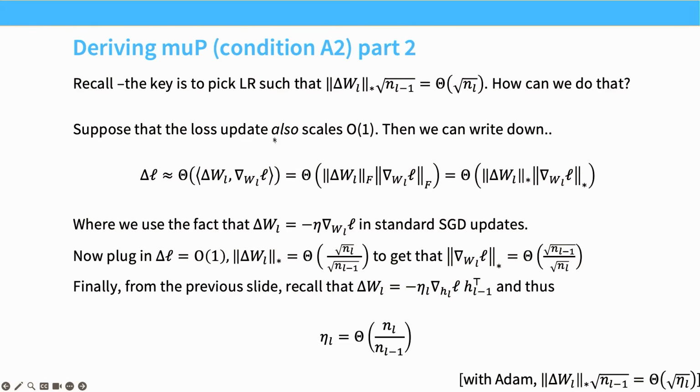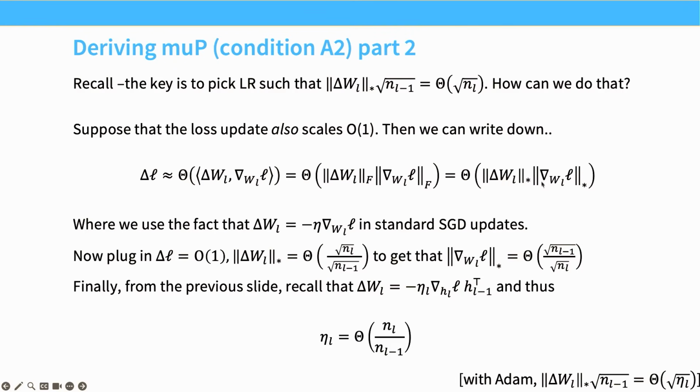But now the point of this assumption is that if this is true, the rest of the math works out quite cleanly. Because the change in the loss is the product of my gradient plus how much my weights change. This is Taylor approximation. And then, because this is rank 1, I can rewrite this thing as a Frobenius norm and as an operator norm. And so this right-hand side now allows us to get what we want. This is O of 1. This term we want to be square root NL over square root NL minus 1. That's this term on the right here.